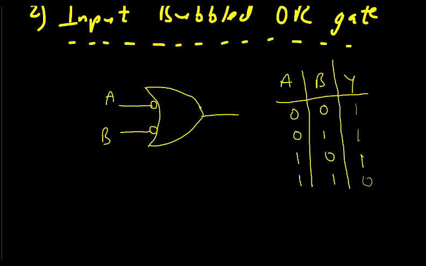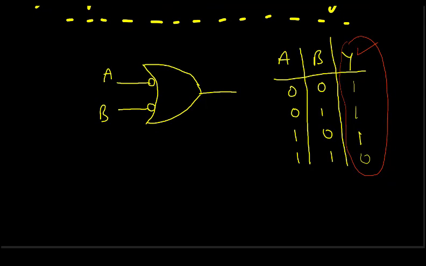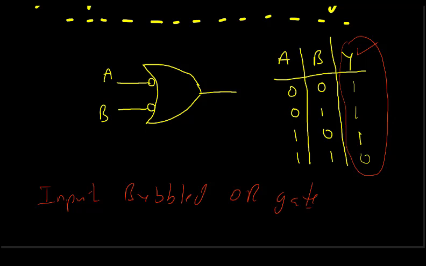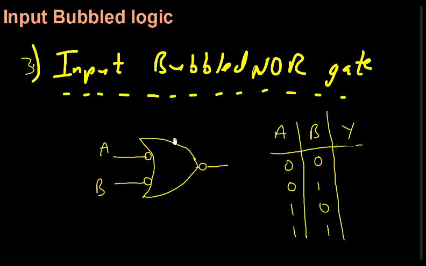Now if we critically observe this particular output, it is what we get for a NAND gate. So our conclusion is that input bubbled OR gate works as a NAND gate. This is our conclusion. Next is input bubbled NOR gate.